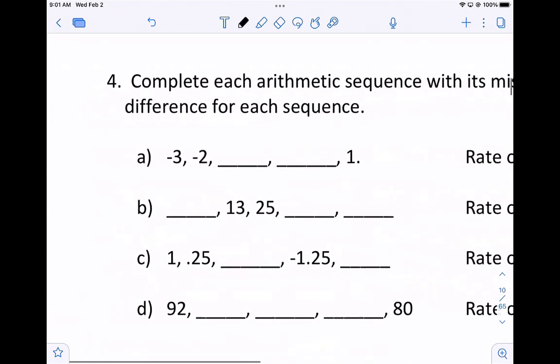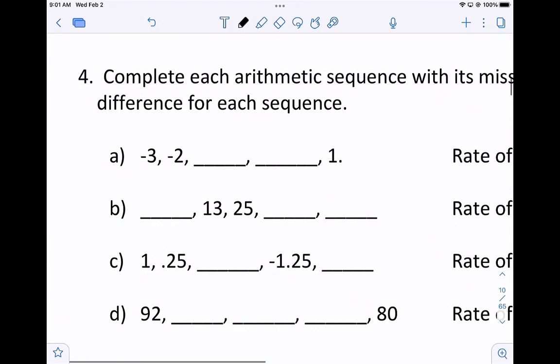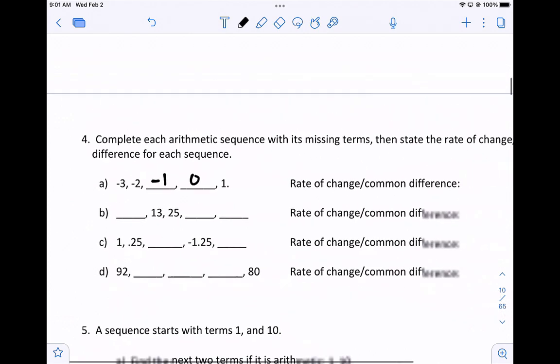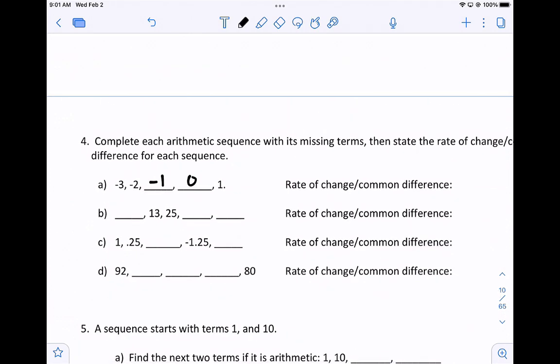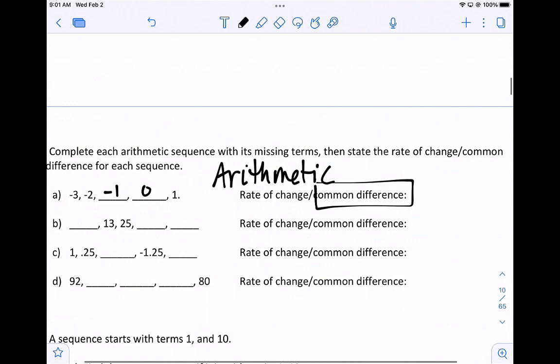So we'll do this one right here. This first one, -3, -2, -1, 0, 1, this is arithmetic. And if it's arithmetic, it's called a common difference. If it's geometric, it's called a common ratio. A ratio is what you multiply by, or you can call it rate of change. So here the common difference is we're adding 1.